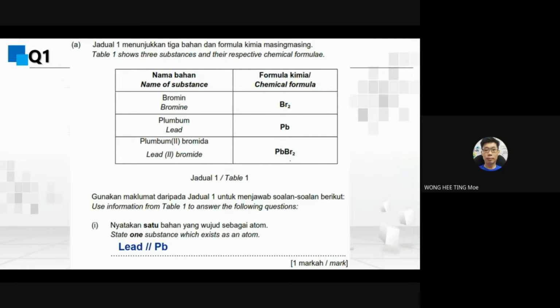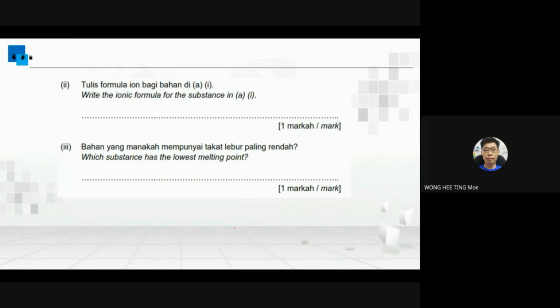But you have to be careful. Sometimes the question will say, state the name. If we look into the marking scheme, you can use the name or you can use the formula. But if the question says state the name, you must use the name. You cannot use the formula. But this one should be no problem. Both are accepted.